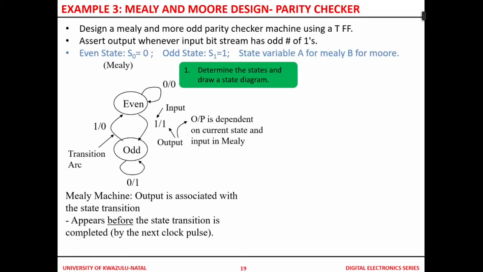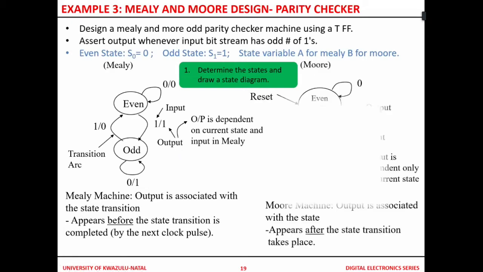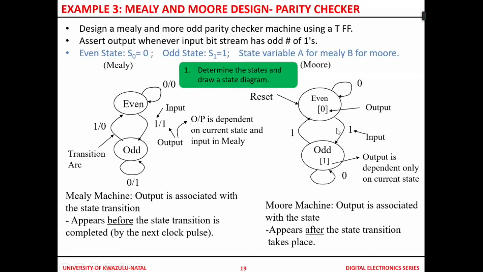Anybody with a problem? And then that is the Moore machine. The output is a function of the current state. Look at where the output is. Even, 0; odd, 1. You move. When you are even and a 1 comes, you go that side. When you are odd, you go that side. So the Moore output is lower.